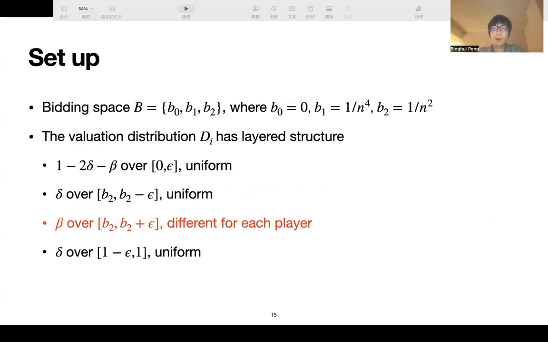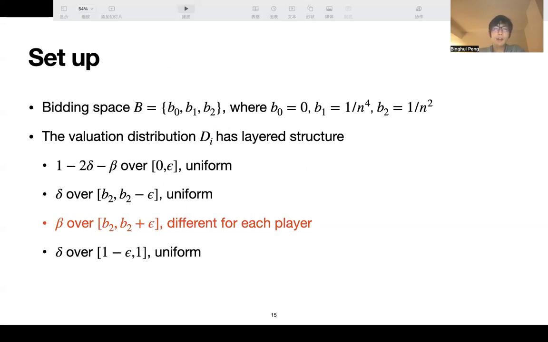To make things more formal, let me introduce the basic setup of the reduction. In our reduction, we assume the bidding space only considers 3 bids. One is the 0 bid, another is 1 over n to the 4th, and the last is 1 over n squared.